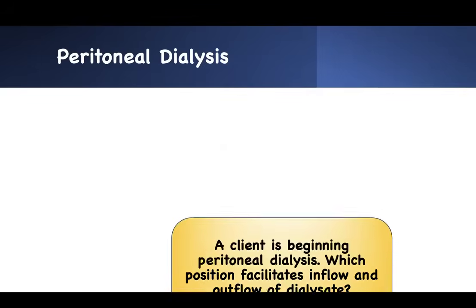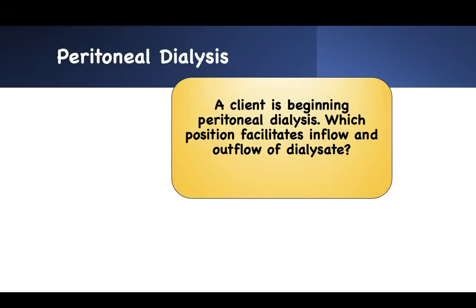Peritoneal dialysis. What do you think? A client is beginning peritoneal dialysis. Which position facilitates inflow and outflow of dialysate? Think about it. We don't want obstruction. If you don't want obstruction, you want something that can flow straight. How is your body going to remain straight? By being in the Fowler position. Fowler position, semi-Fowler is good. This will allow inflow and outflow.